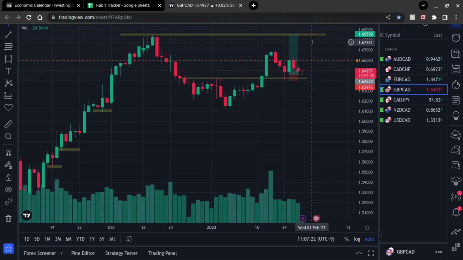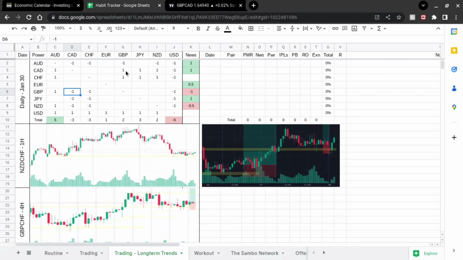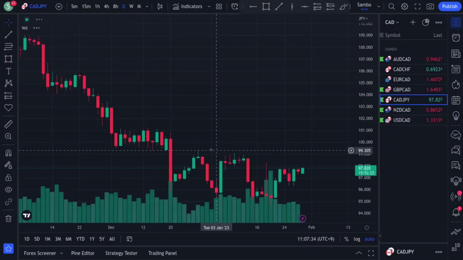So pound CAD looking pretty solid for the most part. Okay, so CAD is negative, pound is positive. There we go. Okay. Next up, CAD yen.